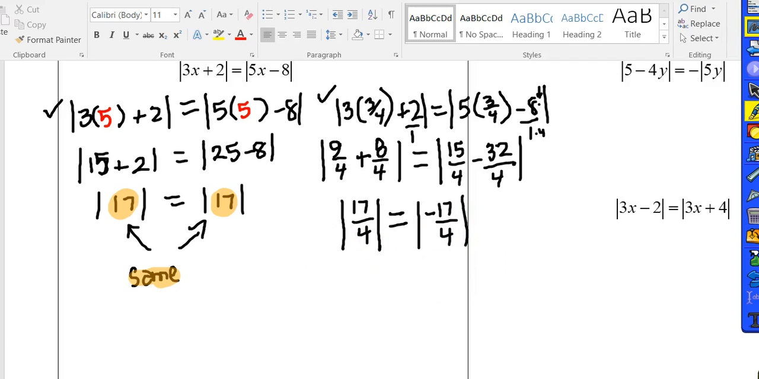And this is still a true statement. They are not the same. They are opposites. Correct? And so my solution would be, somewhere you need to write it down. Our solutions were, not in orange, 5 and 3/4. Both of those solutions were true.